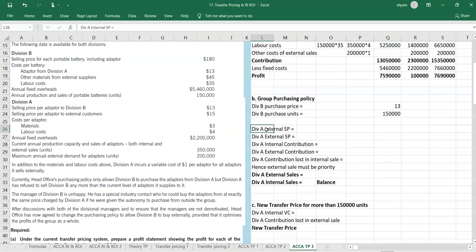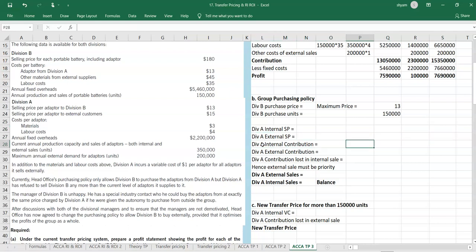So division A, we'll think about division A. So this price would be the maximum price. They will not pay more than this 13. But let's see how much price division A can give. Division A's internal selling price is going to be this much, or we'll find out like this.